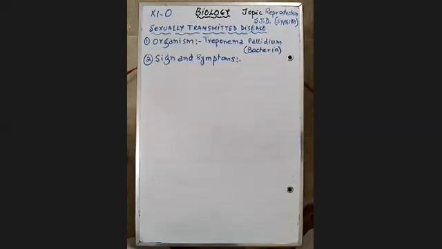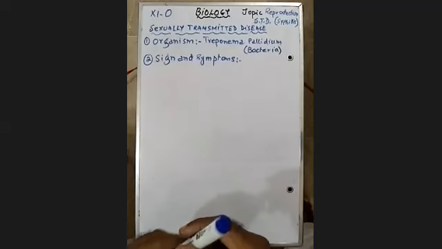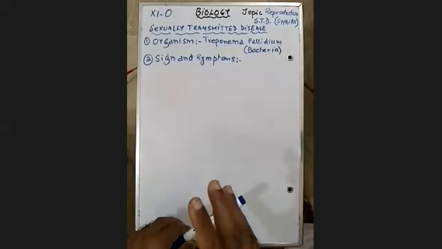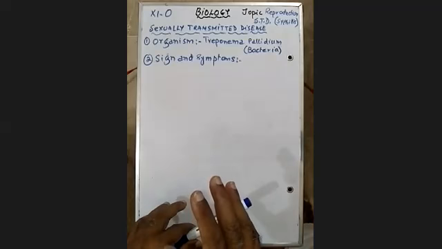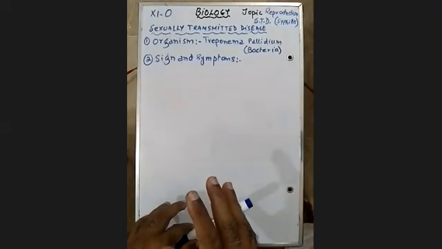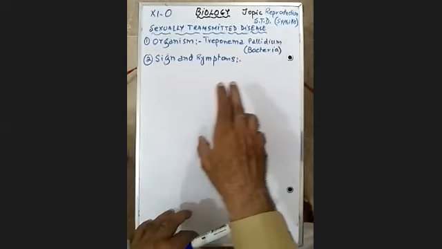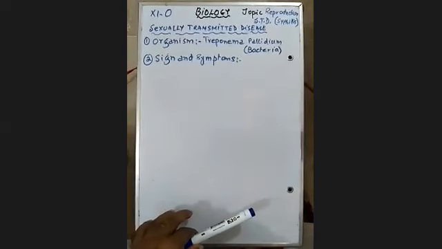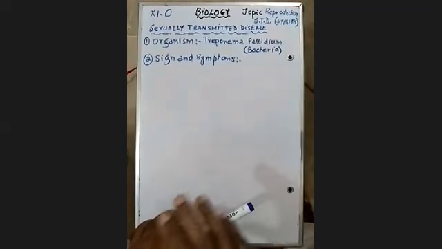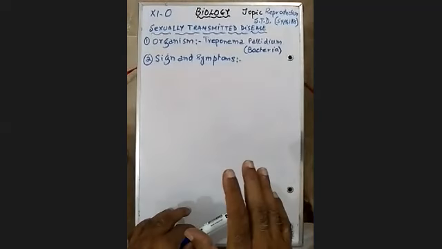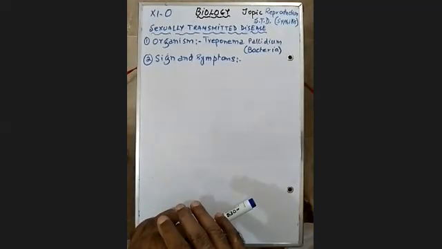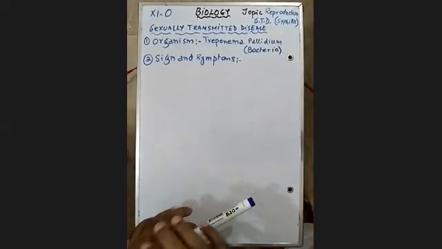First of all, the organism. Syphilis is a disease which is caused by a bacteria called Treponema pallidum. You must know the name of the bacteria. This is a type of bacteria which is screw-shaped, spiral-shaped.